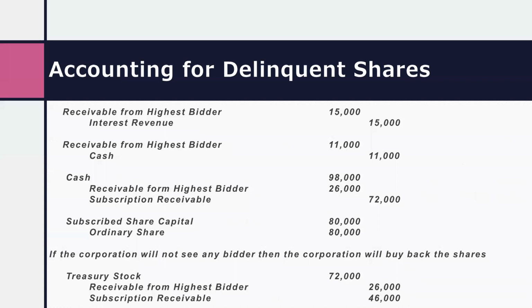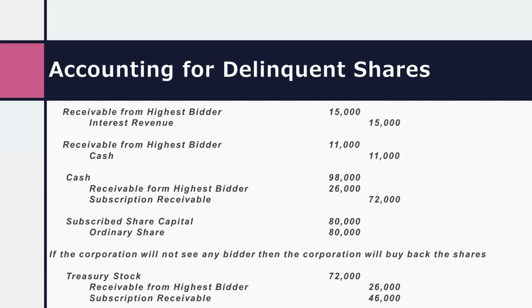So, how do we account for that? Suppose Juan is our highest bidder. What we will do is record the transactions related to the delinquent share. First, we record the interest. You debit receivable from highest bidder, 15,000, and credit interest revenue for 15,000. Another entry for the expenses that you incurred: debit receivable from highest bidder, credit cash, 11,000.